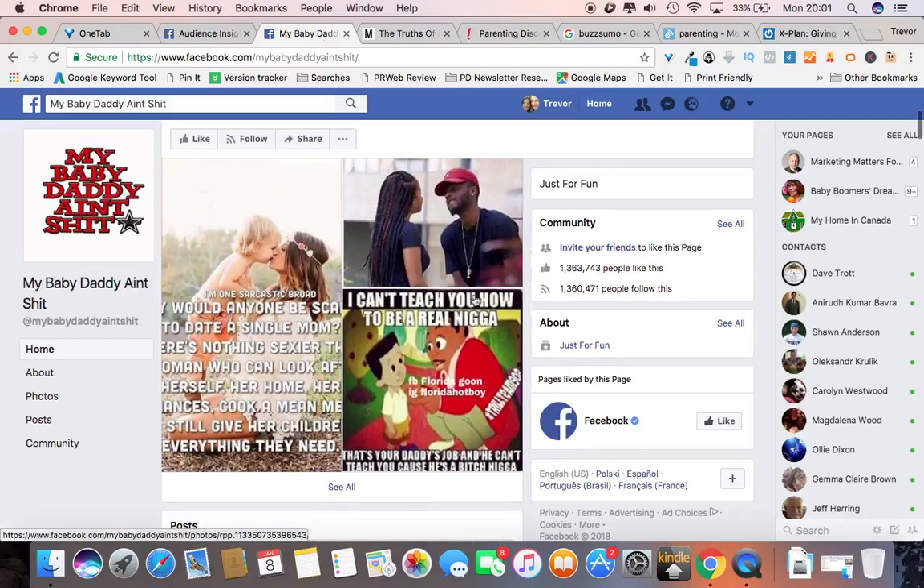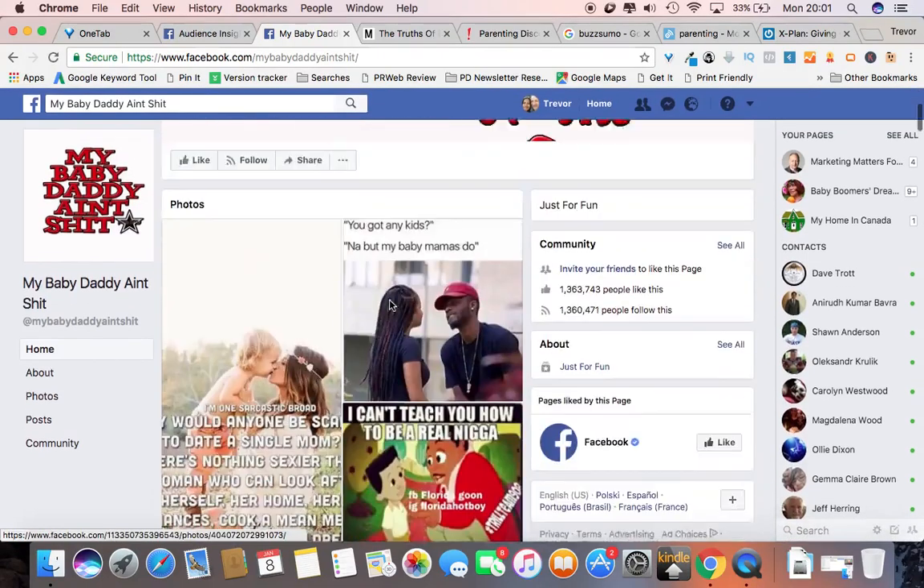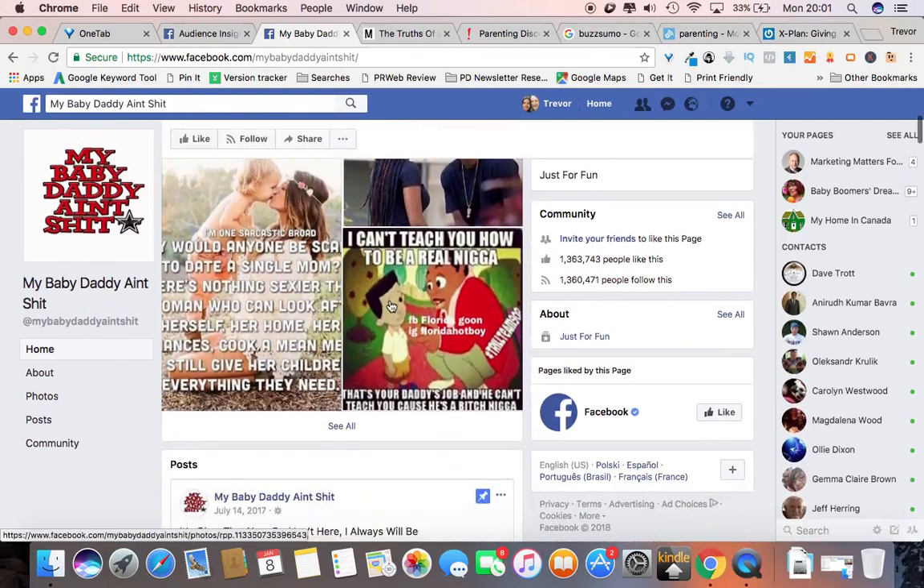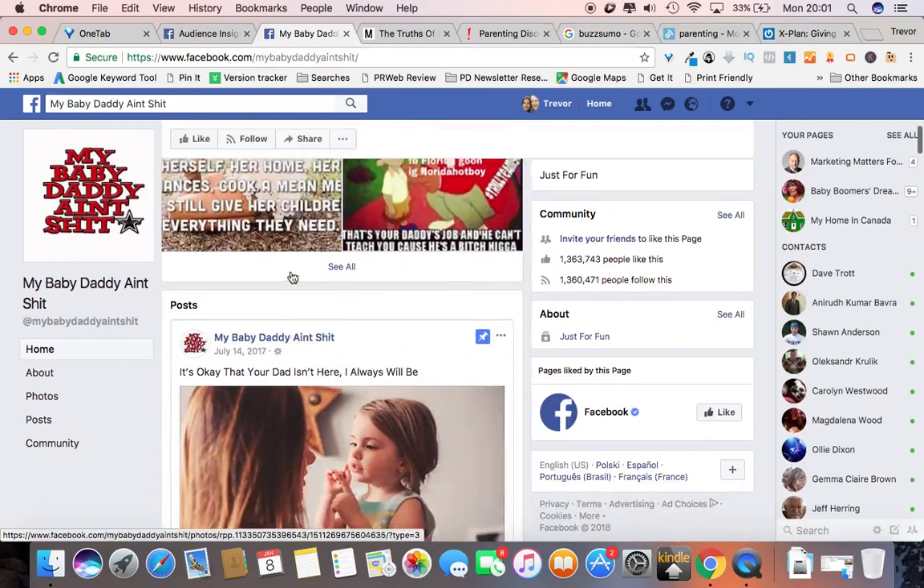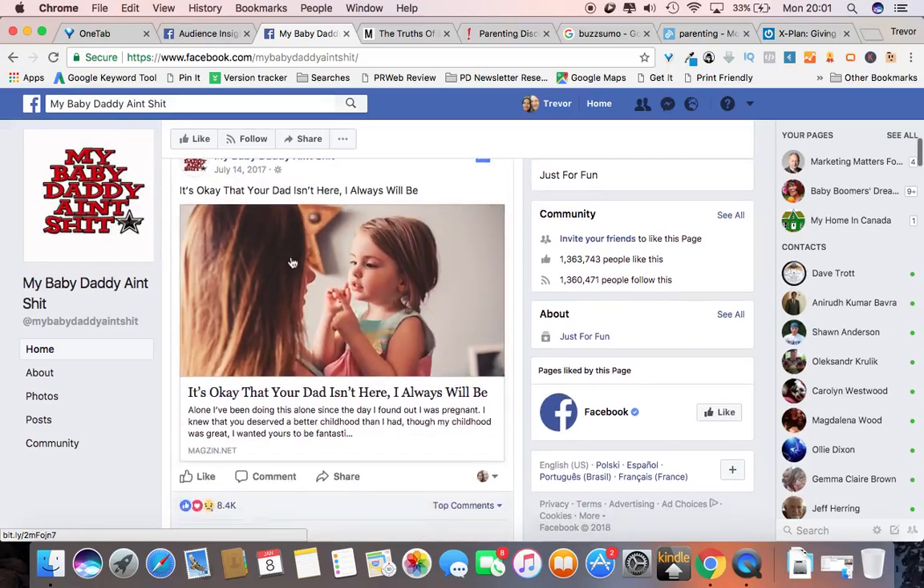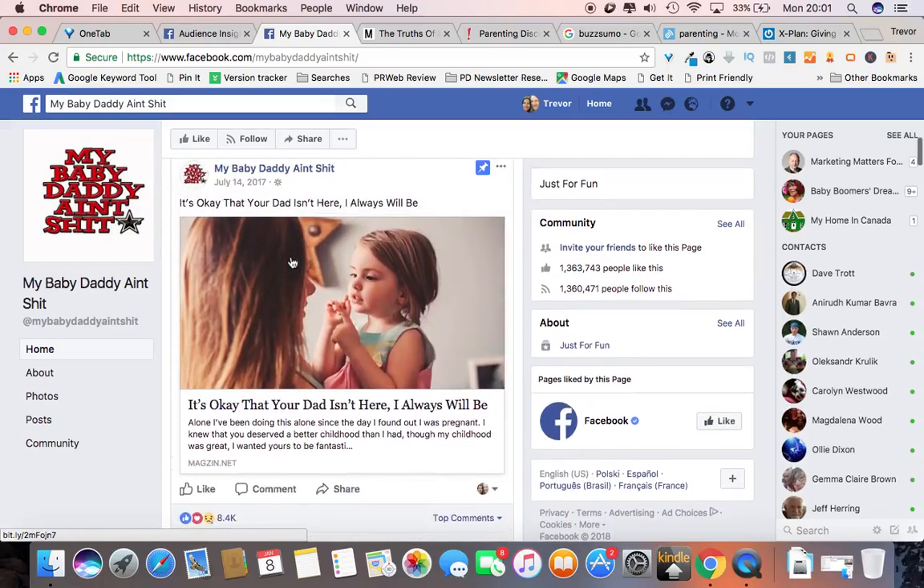Now it has more than 1.3 million people liking and following this page. That's a big audience. There's a lot of women. This has to be women, right? They're talking about the child's daddy here. So this is big issues. And so you can just scroll through this newsfeed and have a look at the kind of things that they discuss here, and click on some of them. It's okay that your dad isn't here. I always will be. I've been doing this alone.